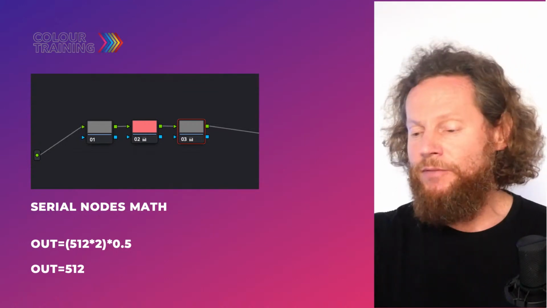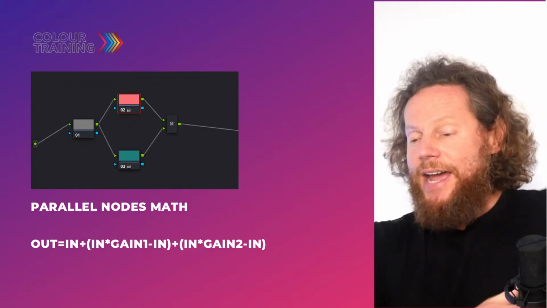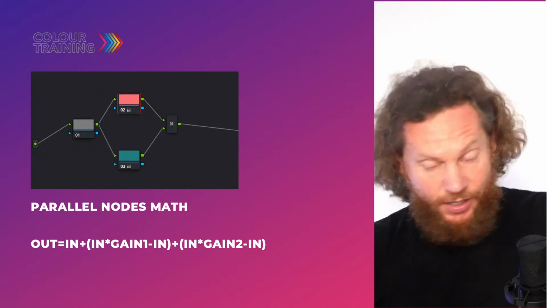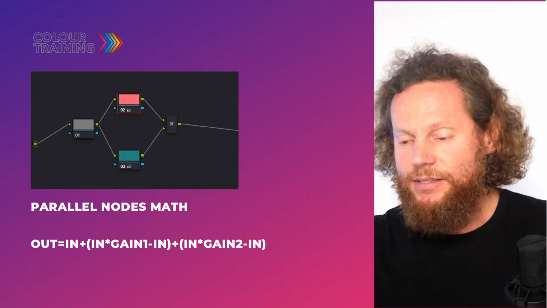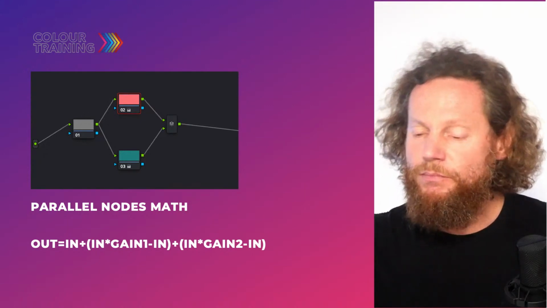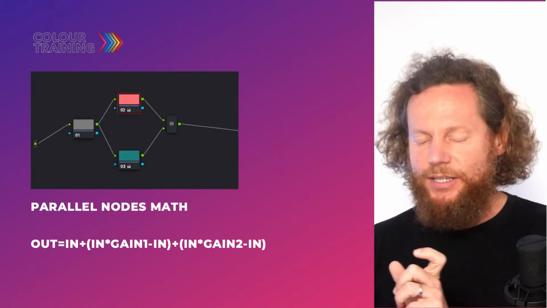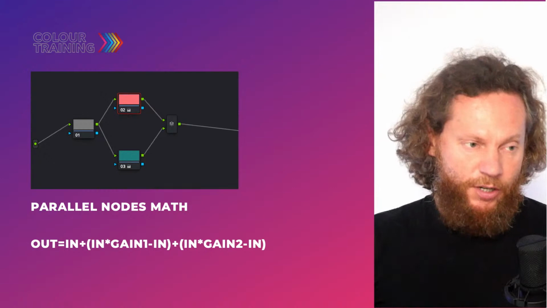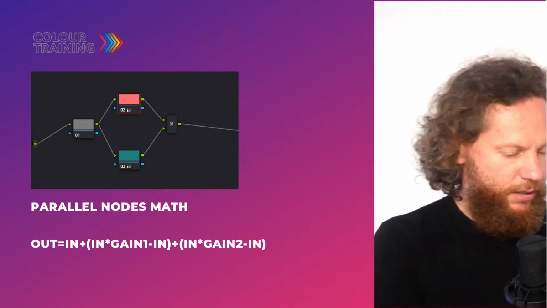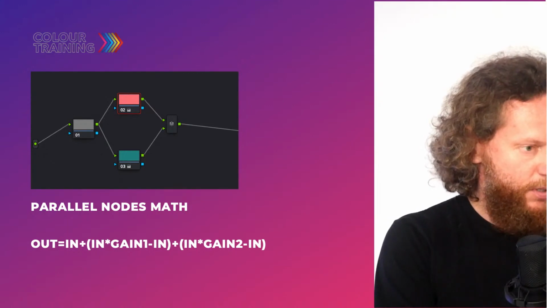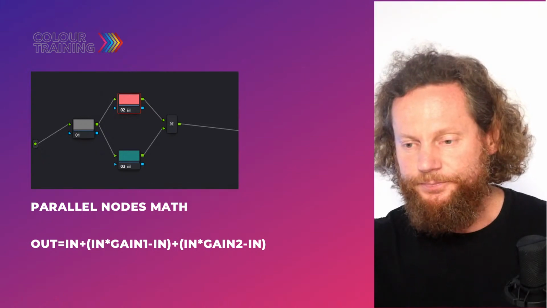Now let's have a look at what parallel nodes really do. They have a different way of processing, of course, and this is the formula: in plus in times gain 1 minus in, plus in plus in times gain 2 minus in. The mathematics is a little bit complicated, but let me show you in an example and then it's all going to come together. So one second, let me go back to my DaVinci Resolve.